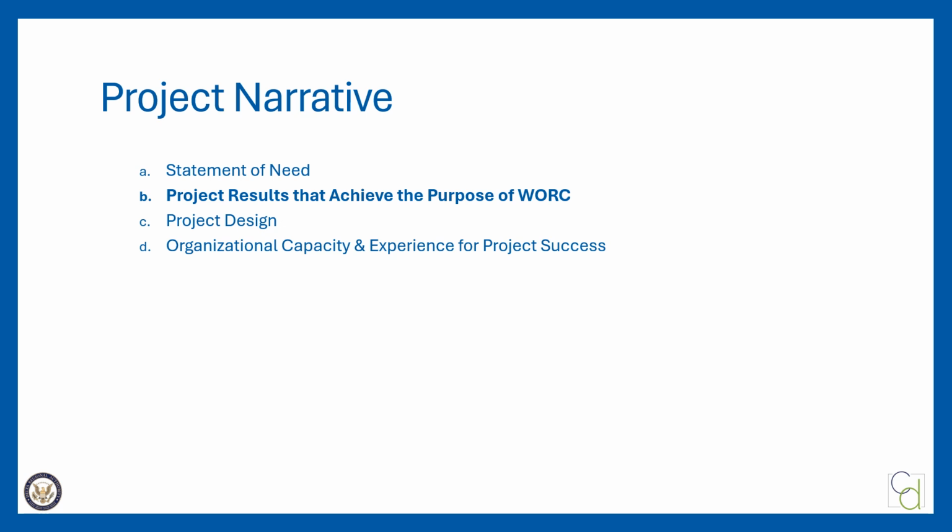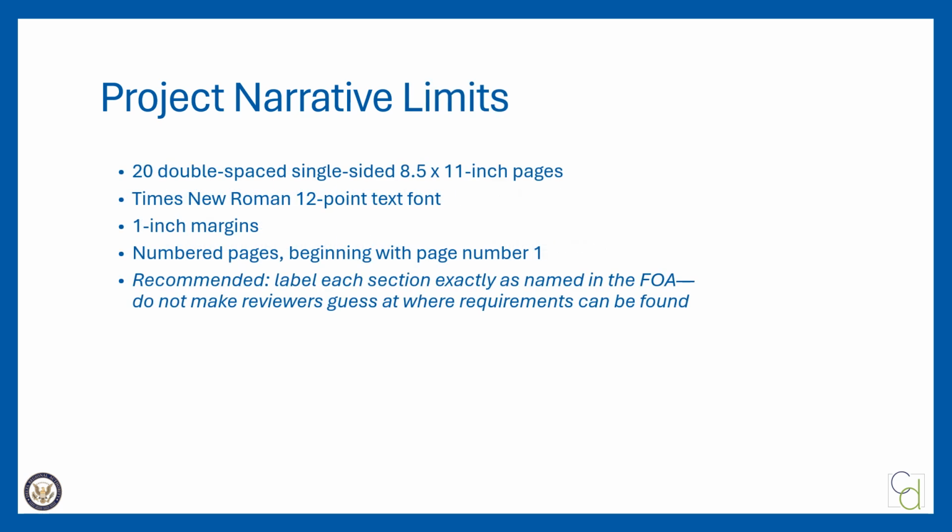As a quick reminder, there are 4 separate sections that comprise the project narrative. The project results that achieve the purpose of WORC are the topic of interest here, but also statement of need, project design, and organizational capacity and experience for project success. The entire project narrative, those 4 sections together, is limited to 20 double-spaced standard letter size pages, 8.5 by 11, using Times New Roman 12-point font and 1-inch margins.